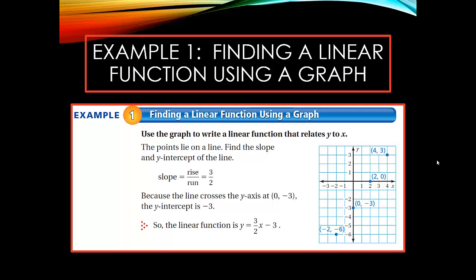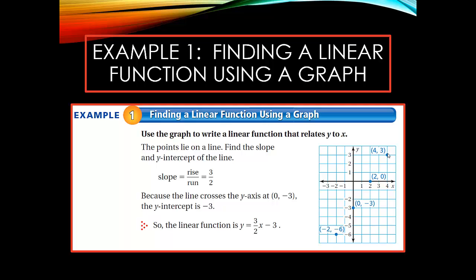So first, to find our slope, we can choose 2 points. So we can go ahead and maybe choose (2, 0) and (4, 3). And we'll find our rise over run. So our rise would be 1, 2, 3, and our run would be 1, 2. So for our slope, we have 3/2.